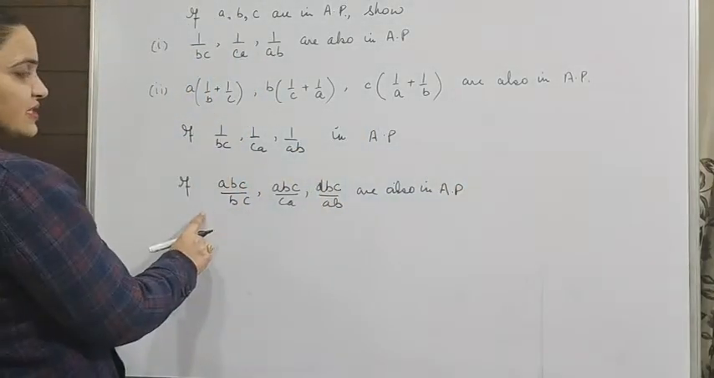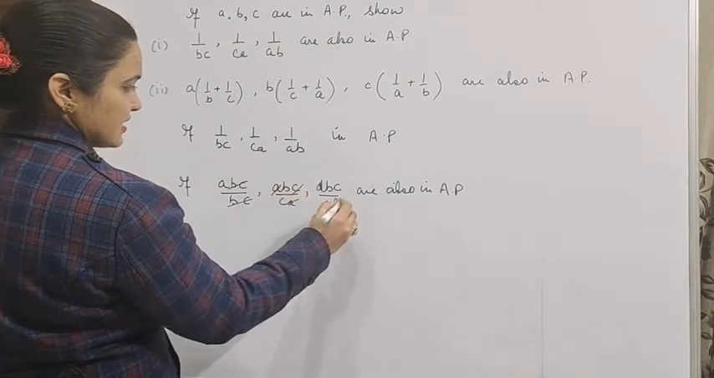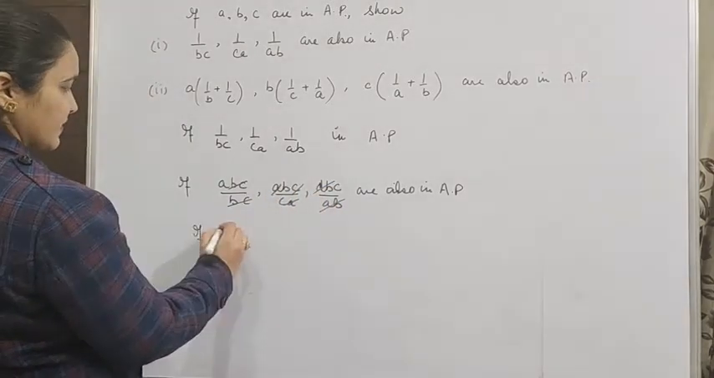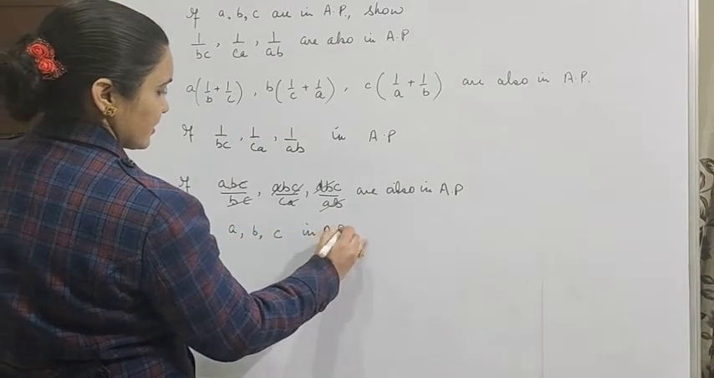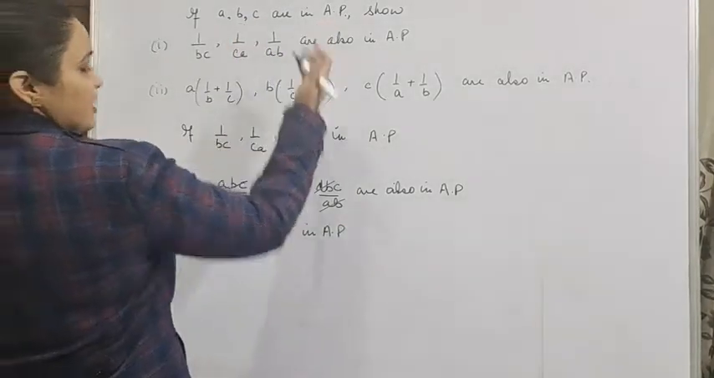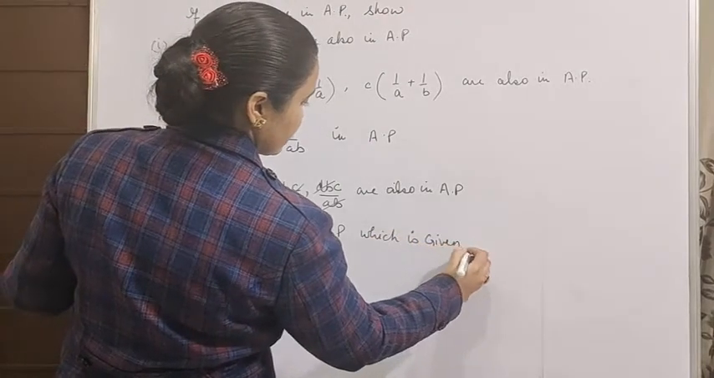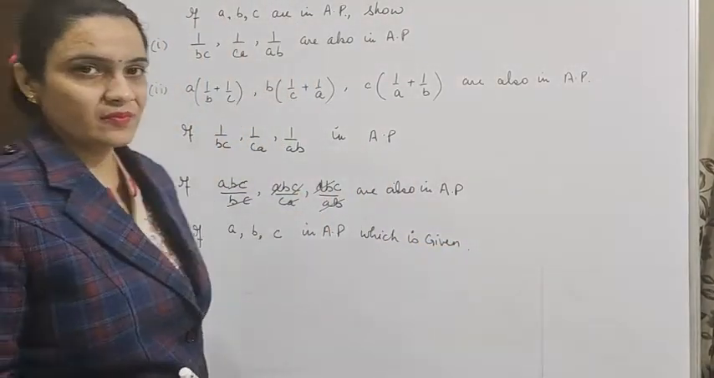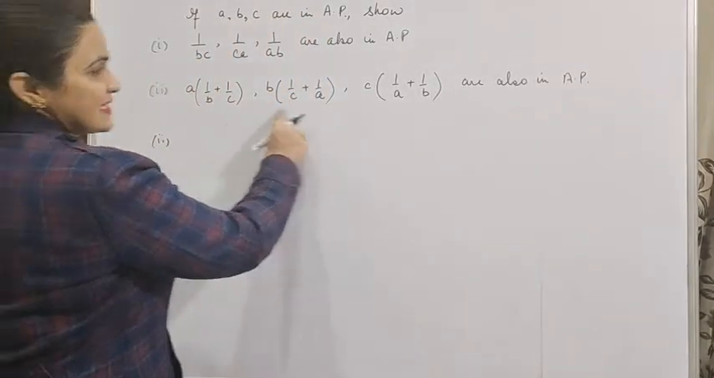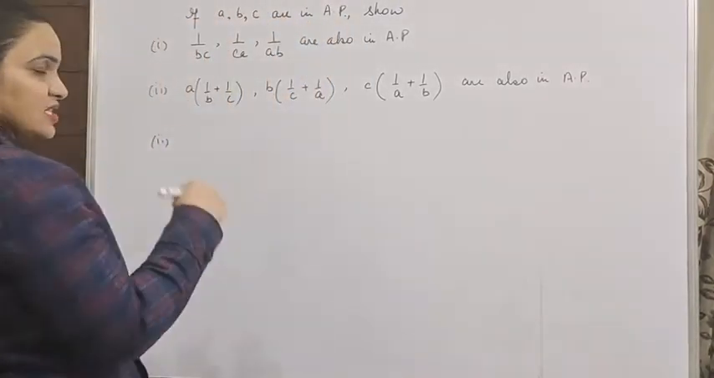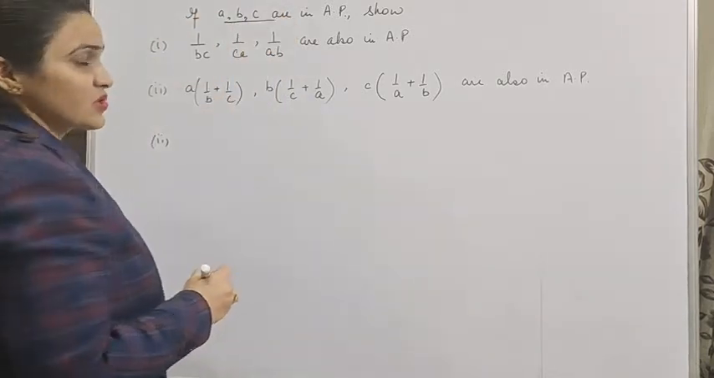This is in AP. If this is in AP, so let us cancel this, CA cancel, AB cancel. If A, B, C are in AP, this is given to you. A, B, C are in AP, which is given. So this completes the proof. Second part, सेम तरह से करेंगे. Let this be in AP. This is in AP if that is true. If that is true, हम कहाँ पे पहुंच जाएंगे? If A, B, C are in AP, which is given to you.